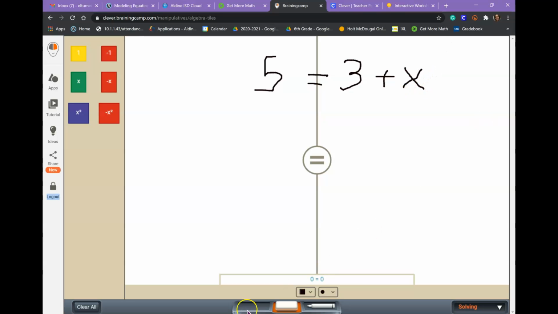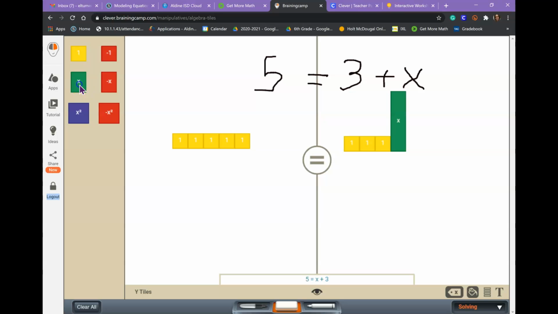All right, our equation looks a little bit different this time, but it's still the same. I'm still going to model it the same. So I'm going to take out 5 yellow boxes. All right, I have 5 on the left. Now I need 3 positive. So I'm going to write 1, 2, 3. Now I need an x.